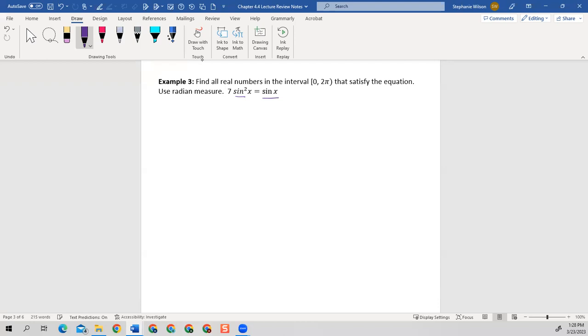And then since we have a square, we know we have a quadratic, right? The square being the highest degree. So since it's a positive sine x on this side, I'm going to subtract it from both sides. Now, let's rewrite it. I got 7 sine squared x minus sine x equals 0. And now we can use substitution. You can use a u, you can use a y, you can use whatever you want to substitute in. And I want to let y equal sine of x.